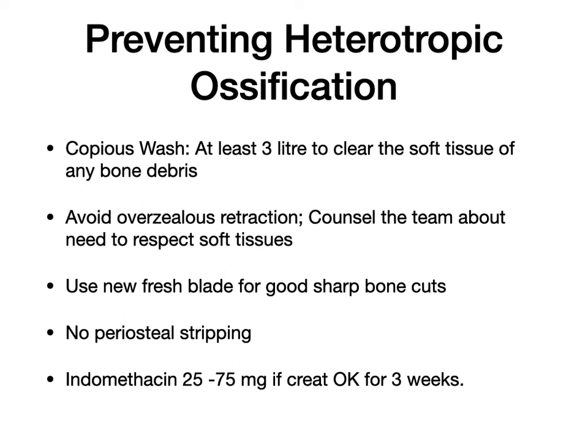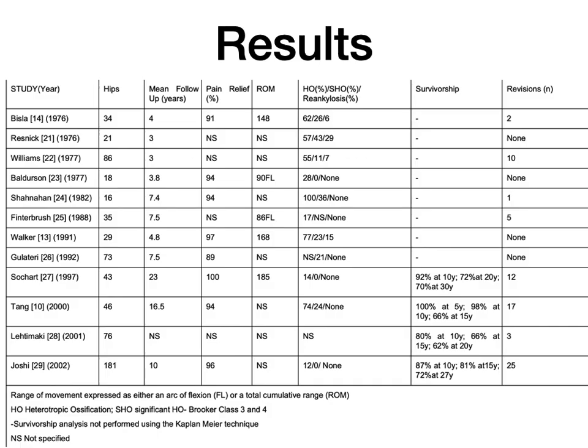One area where people tend to really do that stripping is while placing the Steinmann pin for the acetabular exposure. So it's a good idea not to do stripping there. Indomethacin 25 to 75 milligrams, if creatinine is okay, can be given for 3 weeks. The results have been uniformly good, not as good as a normal primary THR, but good enough.